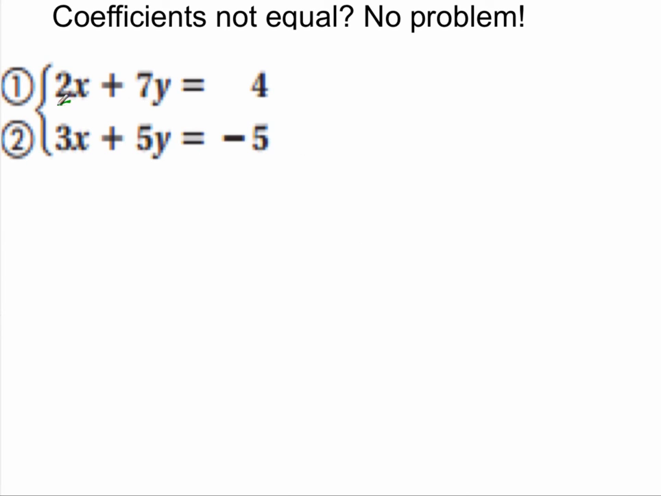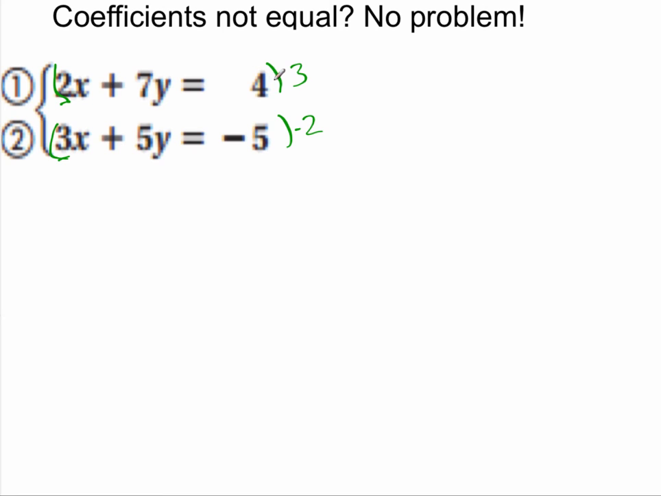Suppose I want to get rid of the x. Well, if I multiply the first equation by 3 and the second equation by 2, then my coefficients will be the same. So let me multiply this one right here by 3, and let me multiply this one right here by negative 2. And I'll show you why I'm doing the negative 2 here in a minute.